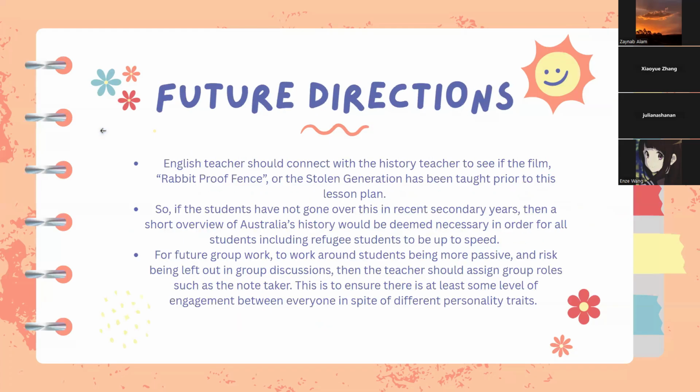Additionally, in regards to students' understanding, for future directions, we can look towards looking at students' progress in other subjects. For example, an English teacher may be able to look at whether a student has covered this particular film or any context around the Stolen Generation in a subject such as history.